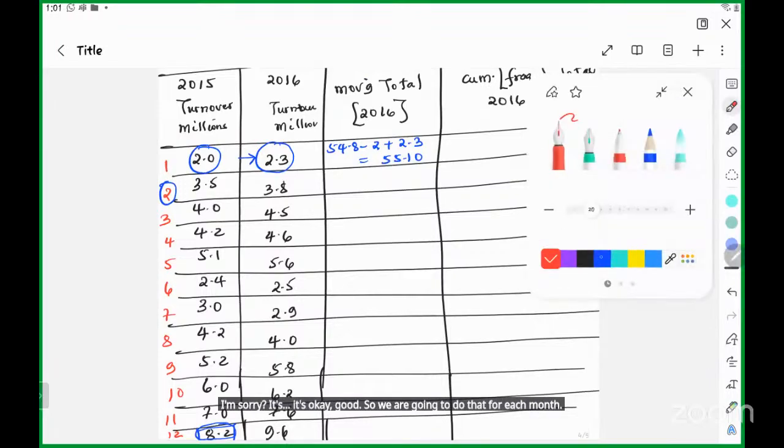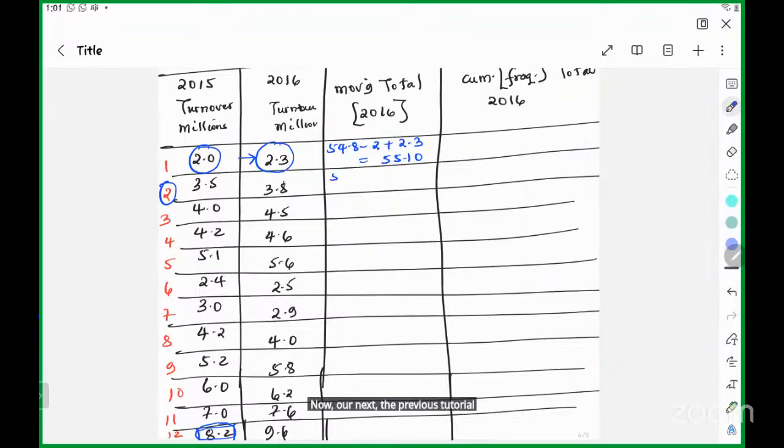Now, our next, the previous total is 55.1. The next total is 55.1 minus what? Minus 3.5, add back. Good. What do you get? 55.4.